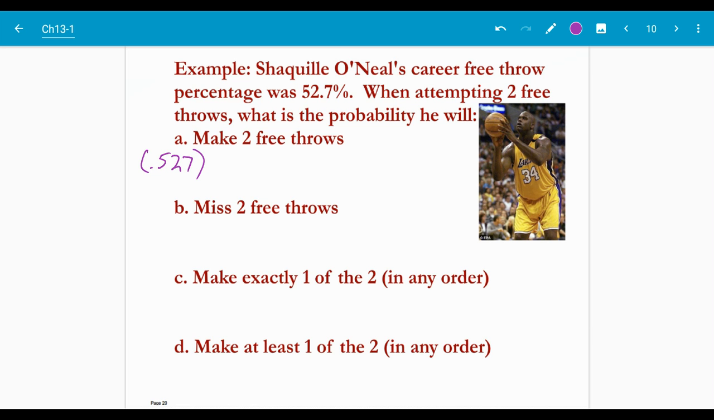0.527. And because they're independent, we can multiply by the probability that we make the second free throw, also 0.527. So 0.527 times itself, which is like squaring it. Rounded to 3 decimal places, this is 0.278. So he goes to the line. There's about a 27.8% chance that he's going to make both of those free throws. Any questions on what happened there?